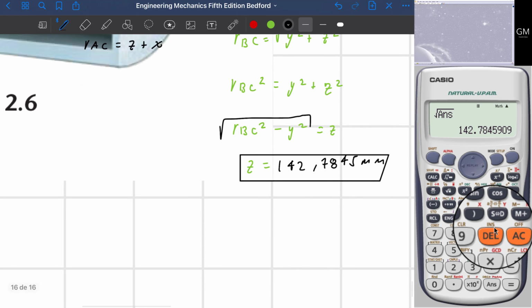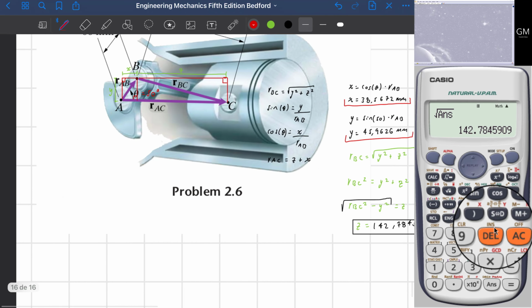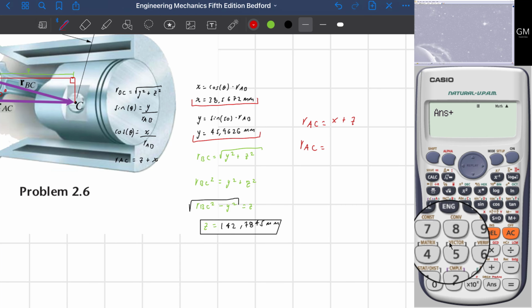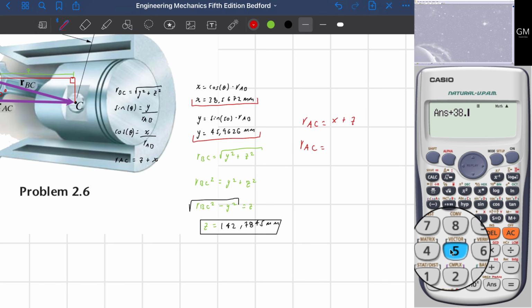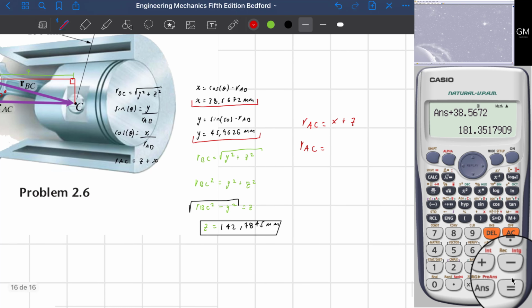Okay, so that means that the answer that we need, which in this case is RAC, is equal to x plus c. RAC is equal to this answer plus 38.5672. This is equal to 181.3517 millimeters.